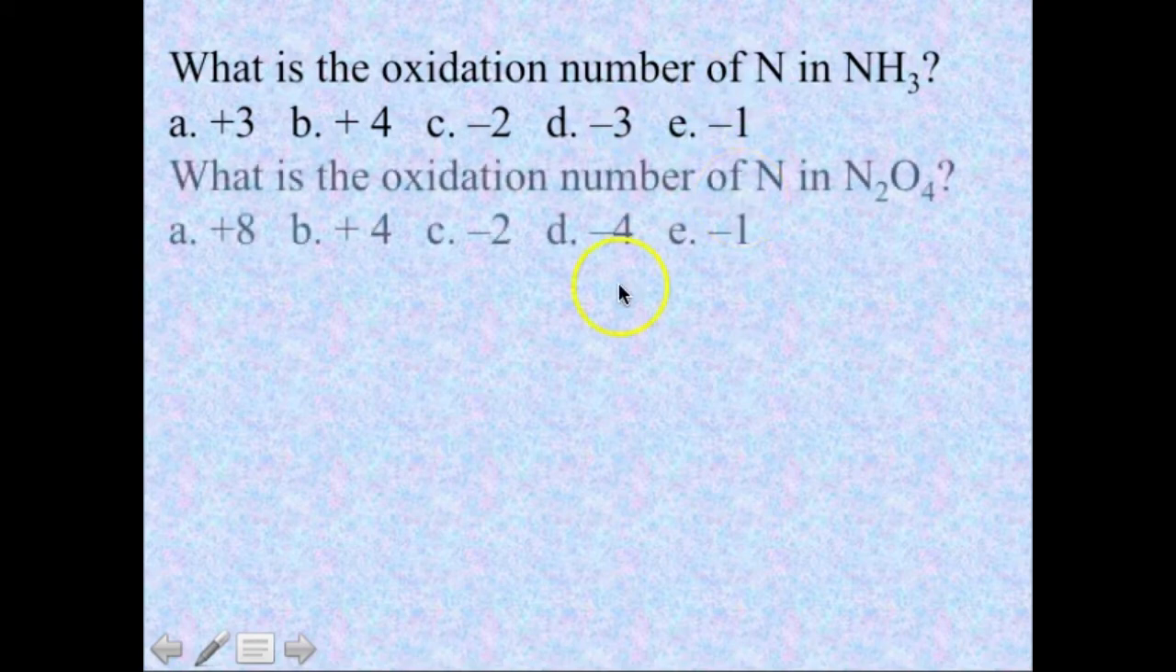Here's another one. What's the oxidation number of nitrogen in N2O4? Think about it. Choose. All right, let's go through it. Oxygen is always -2. There are 4 of them. That's -8. So the nitrogen side has to be positive. There are 2 of them. And it has to add up totally to +8, because the oxygen side is -8. So +4 would be the oxidation number of nitrogen in dinitrogen tetroxide.